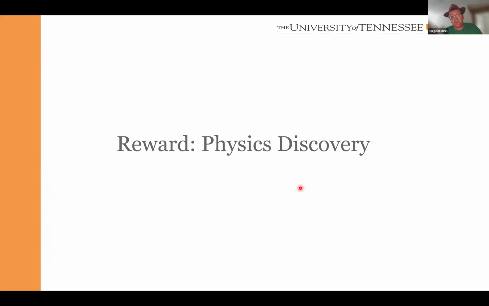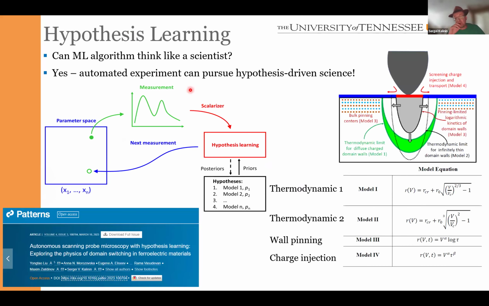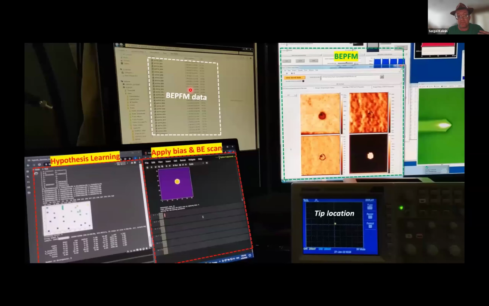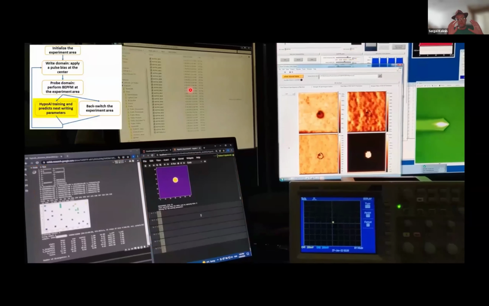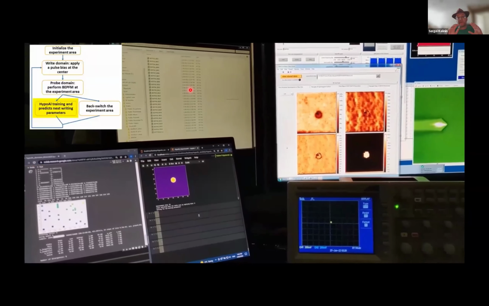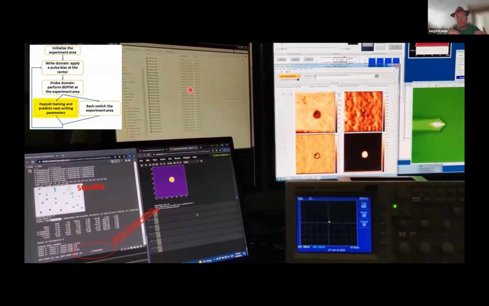Okay, so anyway, going back to the rewards. Another interesting example of reward is physics discovery. How would it work? Intuitively, we understand that the correct theory or correct model will describe experimental data better than the incorrect one. It turns out that we can actually run the experiment when we have several different models that compete with each other for the time on the instrument.